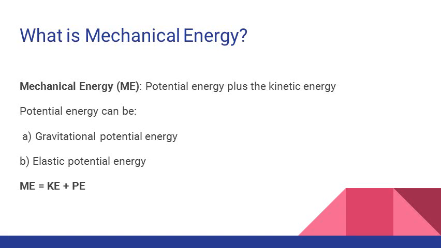So first of all, what is mechanical energy? If you don't know, mechanical energy is simply the potential energy plus the kinetic energy. Now remember that potential energy can be GPE, or gravitational potential energy, or it can be elastic potential energy. So there's different kinds of potential energy. So we can write it out sort of in a mathematical way and say that the mechanical energy is equal to the kinetic energy plus the potential energy.